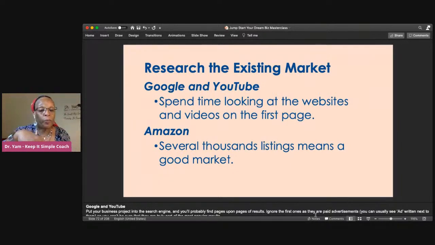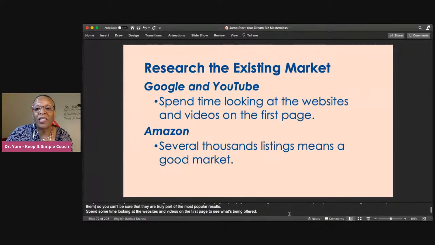And then you want to dig deeper into the competition to see exactly what it is that they're doing, because they are resonating enough that the algorithms inside of Google are recognizing them and ranking them high in the results. So it's not just randomness. There is an algorithm, which is an analytical calculation of a set of data that the resources like Google and YouTube are doing. So you want to spend some time on those sites and looking at the videos as well, and on the first page, to kind of see what it is that they're offering. So I'm going to go ahead and advance here.